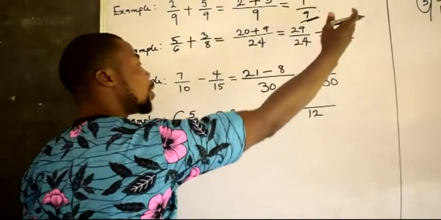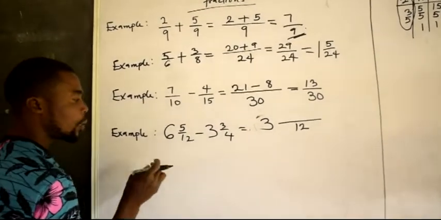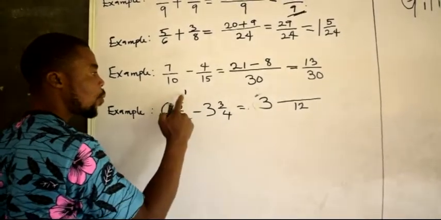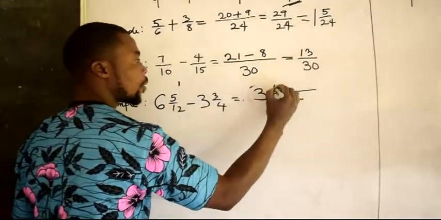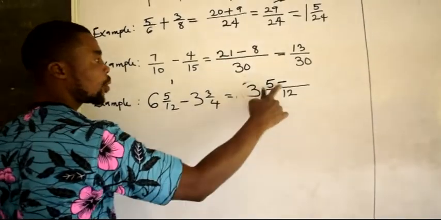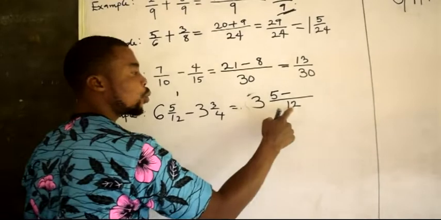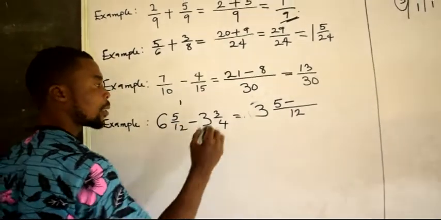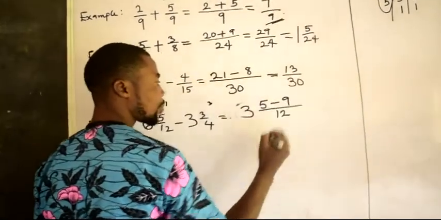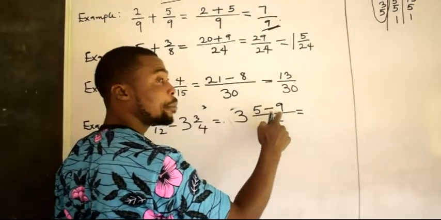If we do it the same way we did for the other ones, you will now say 12 will go in 12. It will go 1 time. 1 times 5 will give us 5. We'll put 5 here. Minus will be at the middle, so you put it there. 4 will go in 12, that is, it will go 3 times. 3 multiplied by 3 is 9. Then you will see that 5 minus 9 is impossible.